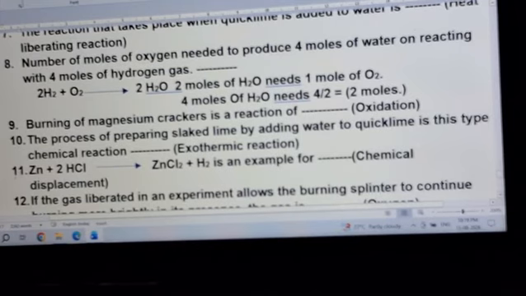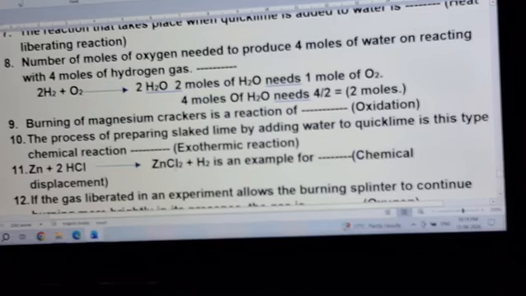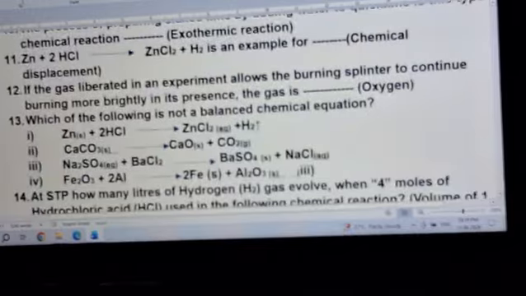Next, Zn + 2HCl gives ZnCl2 + H2, an example for which reaction? Let us see, zinc is taking chlorine and hydrogen got separated. That means what? It is called a displacement reaction, chemical displacement.